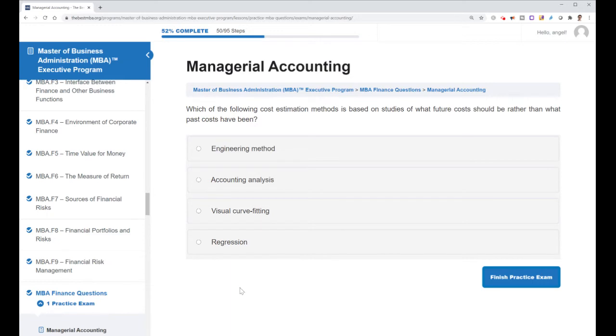Okay, let's start with accounting analysis. Accounting analysis is analysis of the accounting, so analyzing the past, right? If you don't have a past, you don't have accounting. So this one is not the right one.